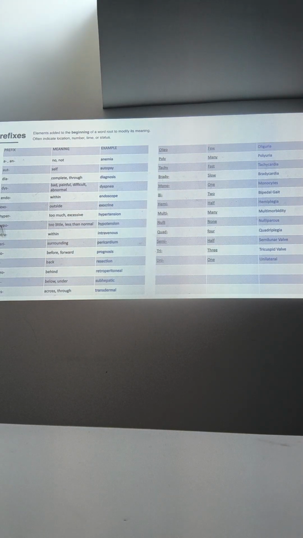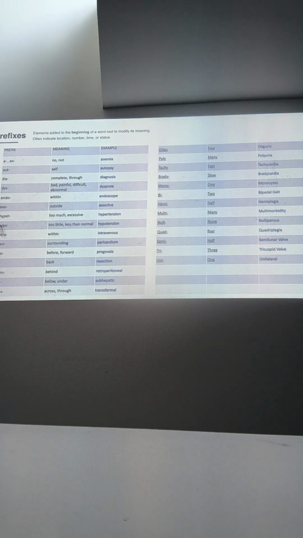And then re is back, so reverse or resection, which means to take things apart. And then retro is behind, so retroperitoneal, that's another weird structure of the organ. Then sub means below, like submarine or subhepatic, so that's below the liver. And then trans is across or through, so like transdermal or transparent, if that helps.